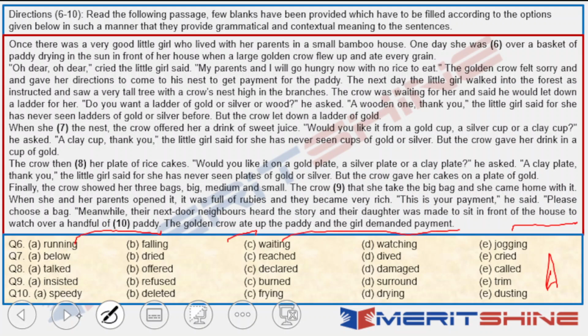So, let's see. Speedy paddy doesn't make sense. Then deleted paddy doesn't make sense. Then frying paddy doesn't make sense. Then drying paddy, yes, drying paddy makes sense. Drying paddy is what the earlier girl was also doing, and dusting paddy also doesn't make sense. So only D can be the answer in this case, only D.